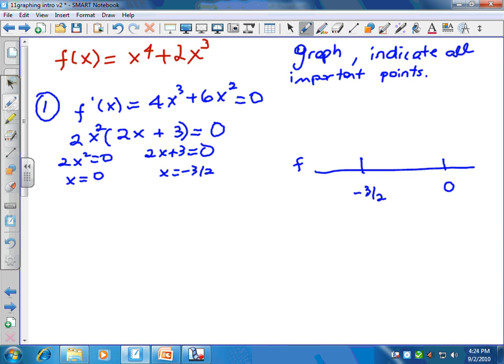Okay, so now we want to know the sign of f prime because that will tell us about the nature of increasing, decreasing properties of the function. So let's do a quick selection of test values and x versus f prime. And remember, f prime was in factored form 2x squared times 2x plus 3.